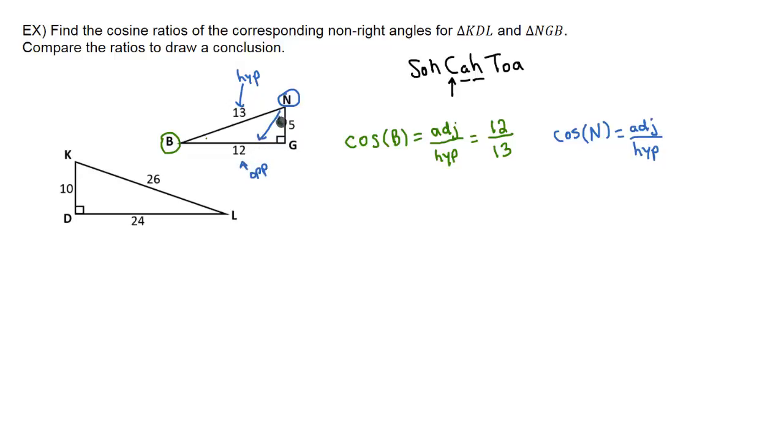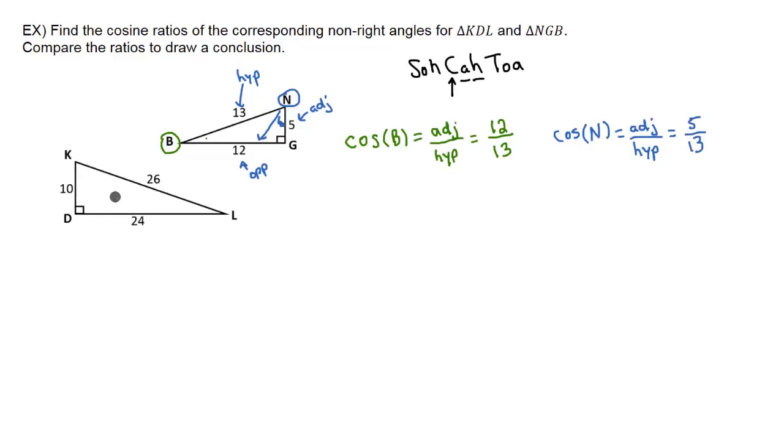And our adjacent side is going to be the one that's next to angle N, and it looks like that's going to be 5. So to write my ratio, adjacent side is 5, and the hypotenuse is 13. So that's my trig ratio for cosine of N.